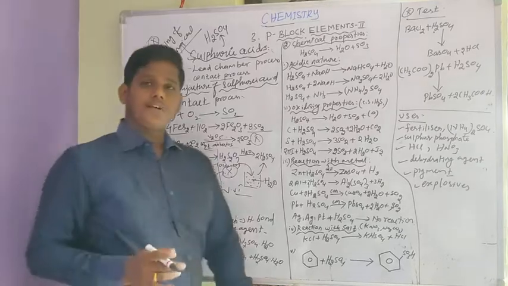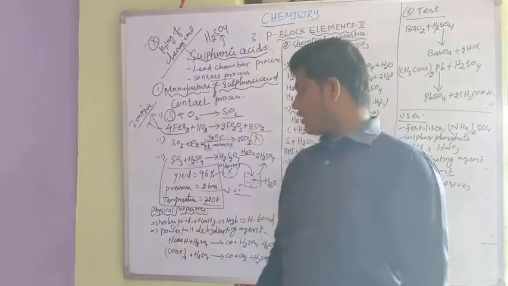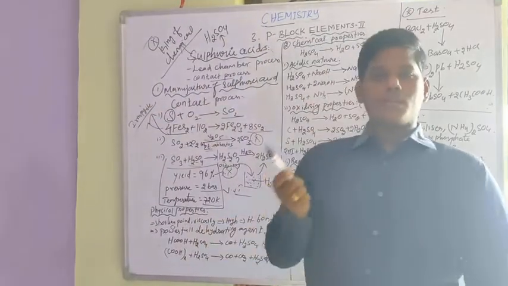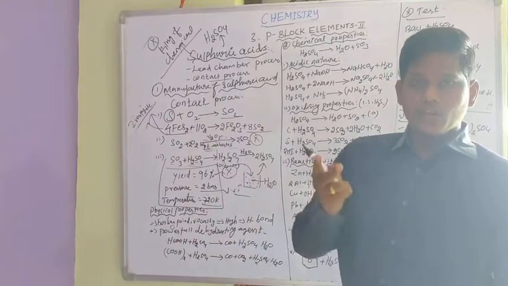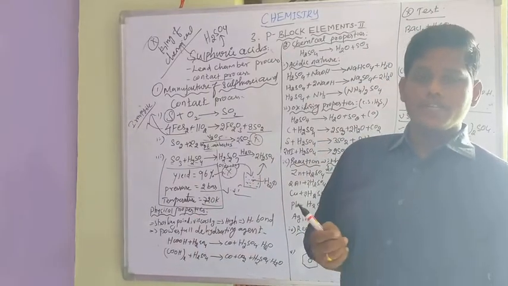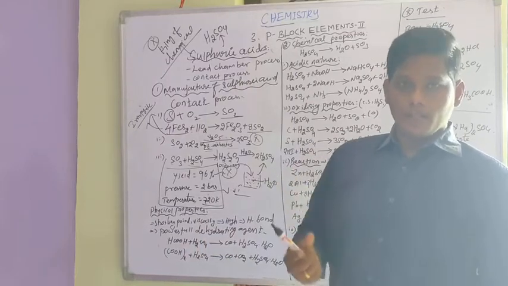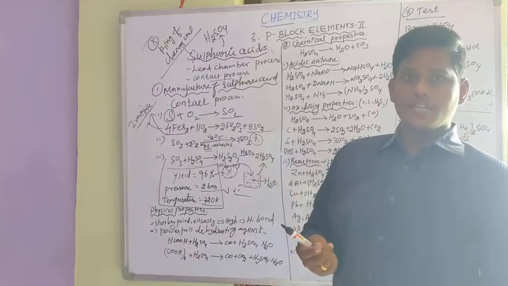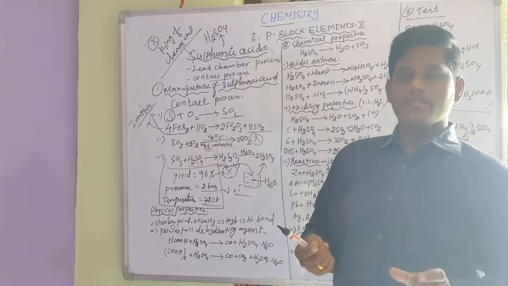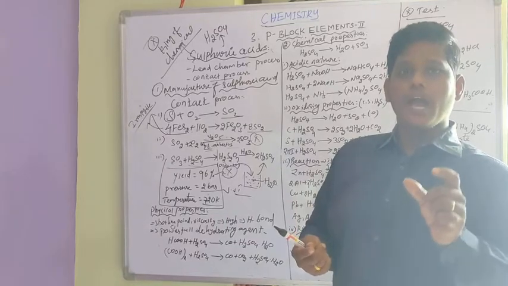Next, the physical properties of sulfuric acid. What are the physical properties of sulfuric acid? There are two main important properties: one is boiling point and the other is viscosity. For both of these, sulfuric acid has much higher values.